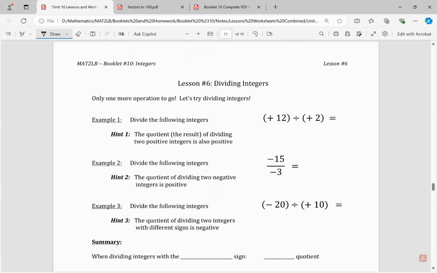Everyone. Today we will be completing lesson 6 in booklet 10, that is dividing integers.